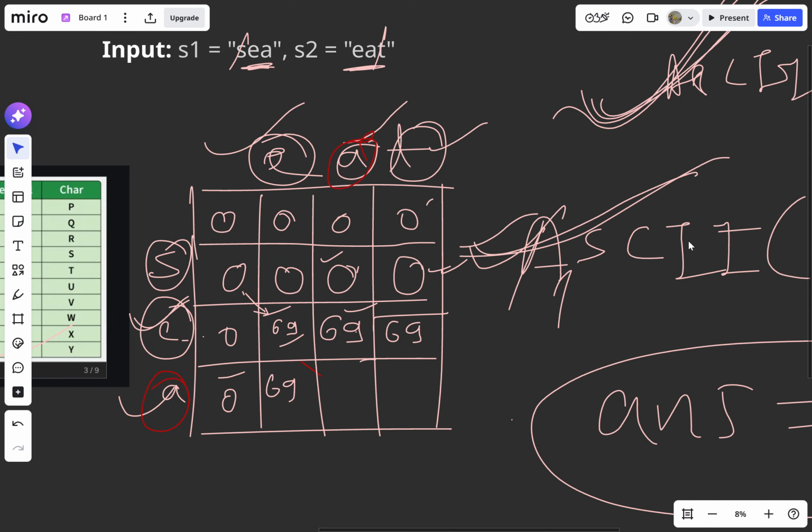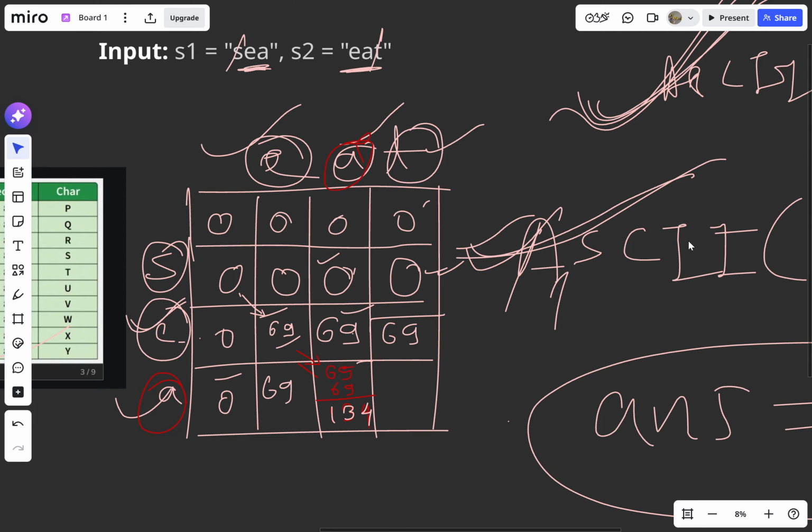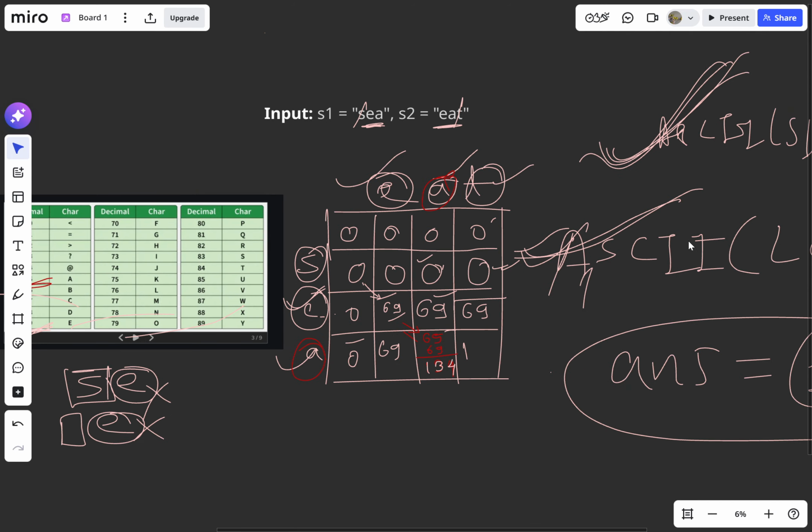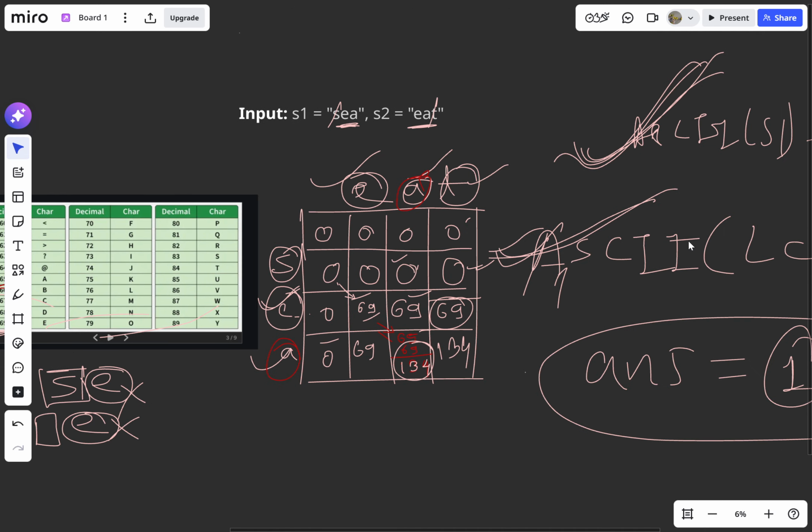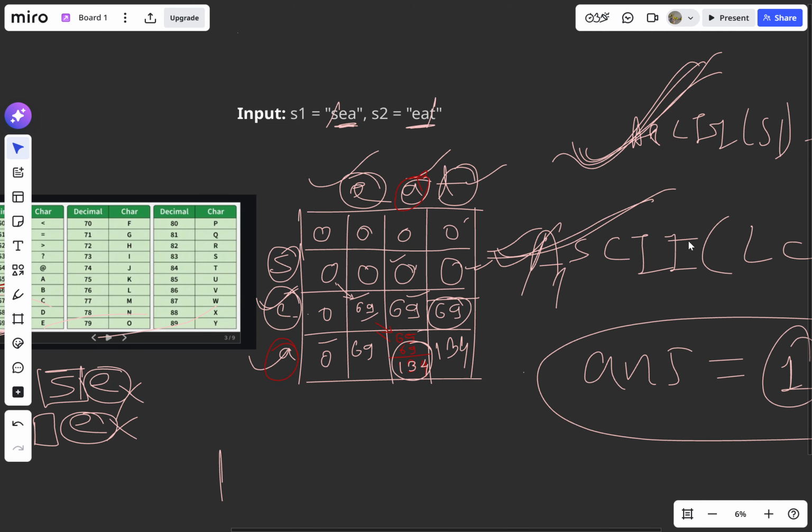Okay, so now we will add this 65 with this 69, and we will get 134 as the total value, and 134 will be stored here. Okay, after that we have A and T, which again are not similar, so we will get the maximum from this cell and this cell. So now our answer will be 134 for the longest common subsequence.